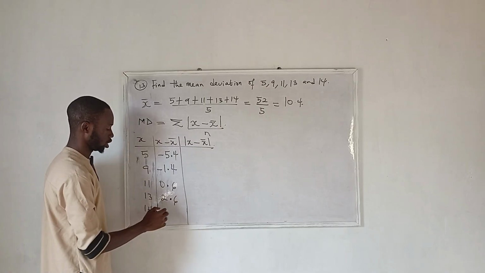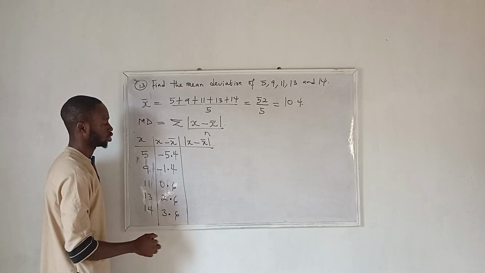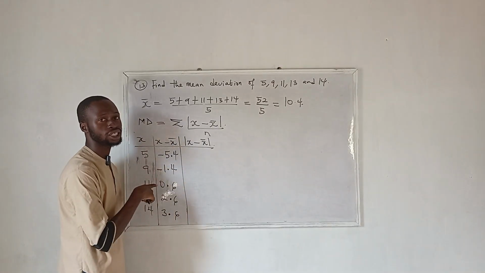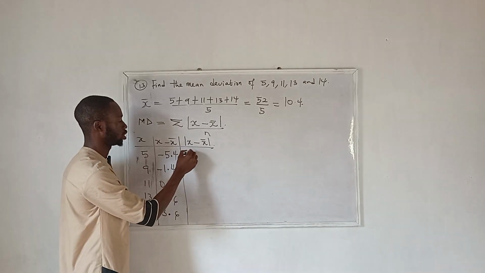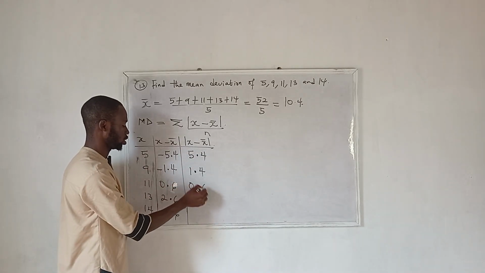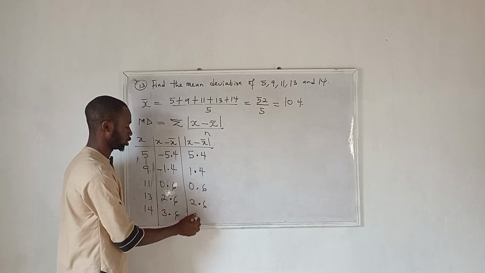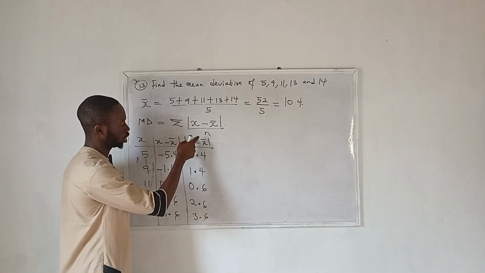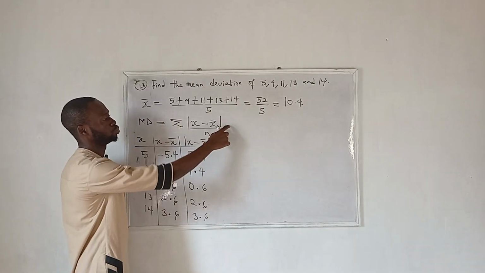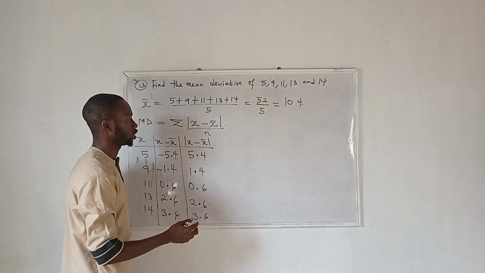And then 14 minus that is 3.6. So introducing absolute value to the values in the middle, it means that wherever the negative appears, it's no longer going to be there. So we have 5.4, 1.4, 0.6, 2.6, and 3.6. Now, the summation of everything on this last end is what we denote as summation of the absolute value of x minus x bar.